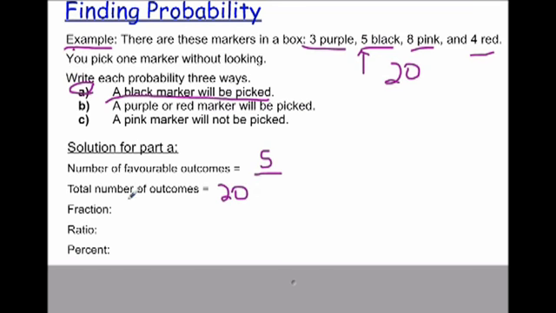What is that as a fraction now? Our probability of getting a black marker would be 5/20. What is it as a ratio? It would just be 5:20.